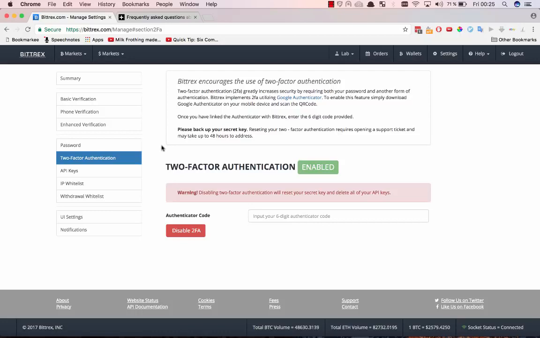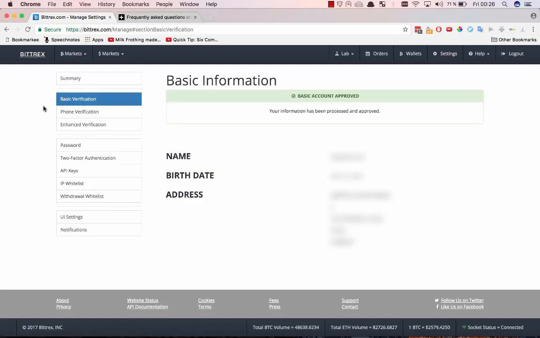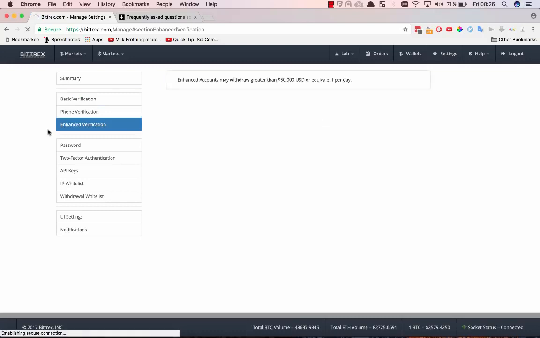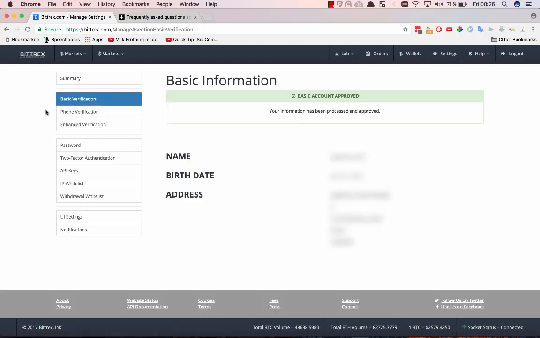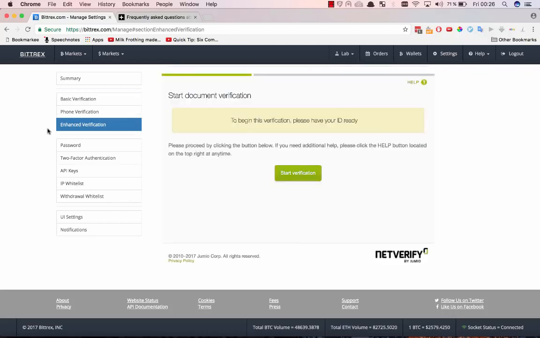Right, so once you've done your two-factor authentication, there are different verification methods that need to be set up depending on what kind of withdrawal you want to have from your account on a daily basis. Basic verification allows you to withdraw up to 3 BTC per day. Enhanced verification allows you to withdraw up to 100 BTC or 5,000 USD daily. The basic verification only requires your name, date of birth, and your street address. Enhanced verification will require photocopies of your passport, etc. So that's really up to you.